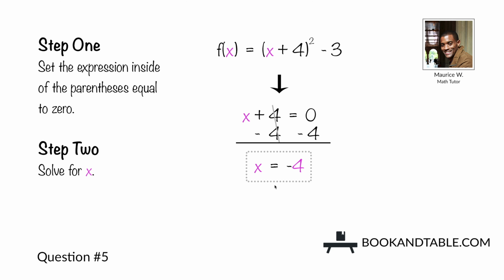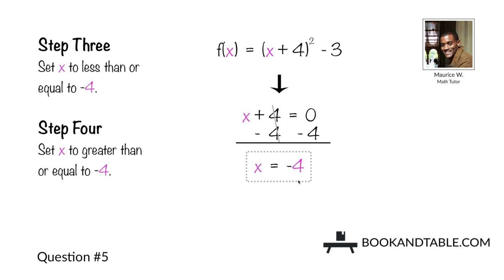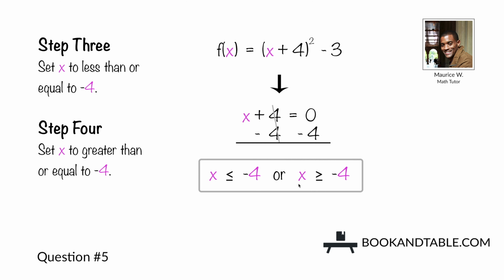And this lets us know that the line of symmetry for this quadratic is going to be on the x-axis at negative 4. So step 3, set x to less than or equal to negative 4. And step 4, set x to greater than or equal to negative 4. And our answer would be, we can restrict this domain for x is less than or equal to negative 4, or we can restrict it for x is greater than or equal to negative 4.